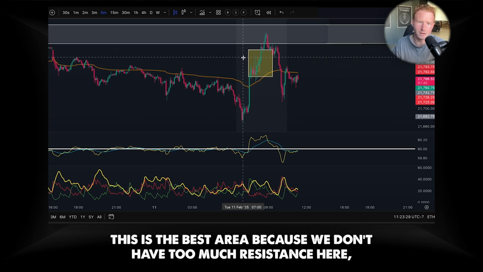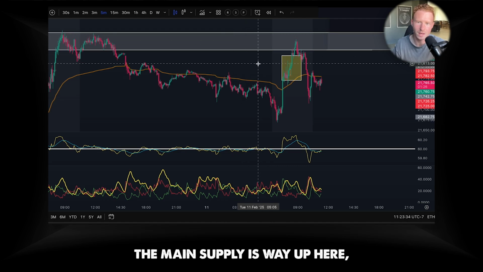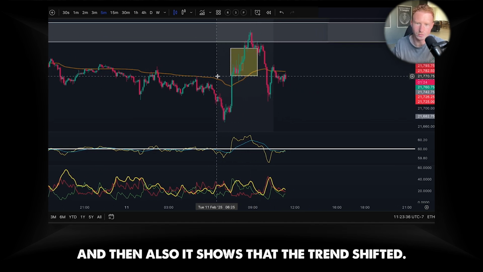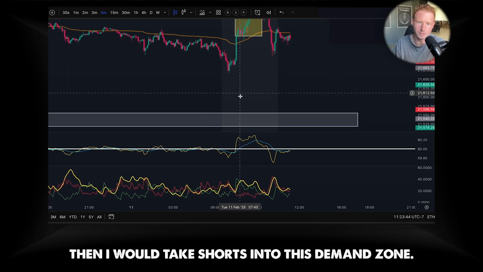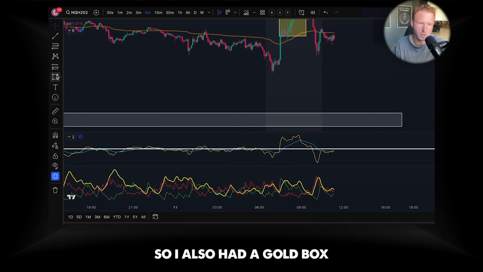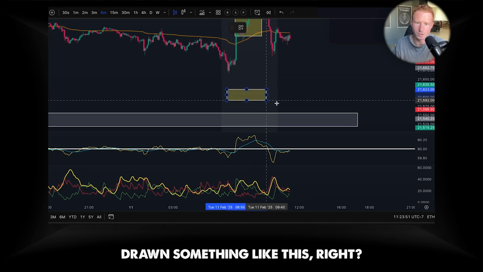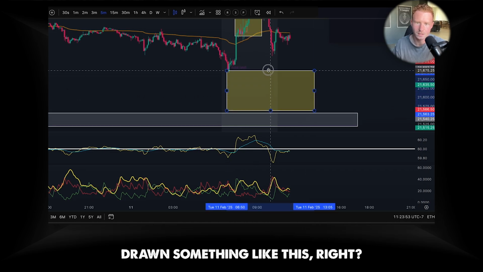This is the best area because we don't have too much resistance here. The main supply is way up here. And then also it shows that the trend shifted. Obviously, if we stayed below this market structure, this last swing high, then I would take shorts into this demand zone. So I also had a gold box drawn something like this, right?